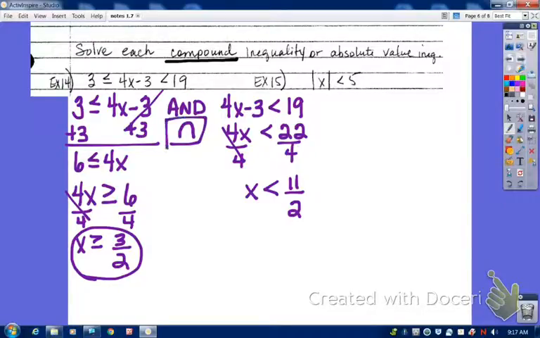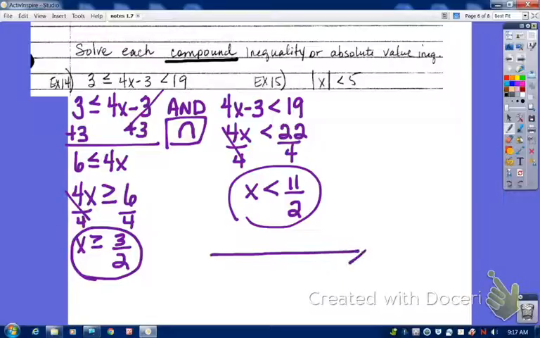and then we're graphing the intersection with all the numbers that are less than 11/2. So you'll draw your number line. You've got to decide which number is the smallest because it'll go on the left. Three halves or 11 halves? 3 halves is smaller, it goes on the left. 11 halves goes on the right. You're doing an intersection because that's what and means. So you'll graph all the numbers that are greater than or equal to 3 halves. Then you'll graph all the numbers that are less than 11 halves.